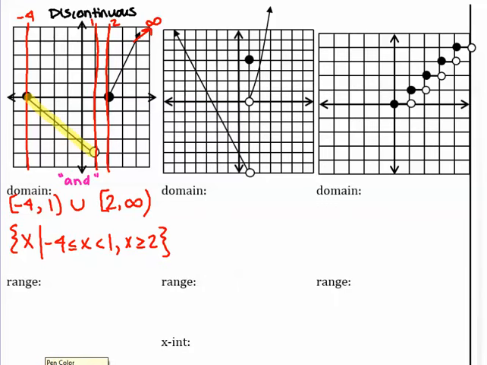Now for the range, we want to look at the lowest point, which is -4. So then here's where it gets tricky. The first piece ends here at 0, but the second piece also starts at 0, and they're both closed circles, which means there is not a gap in the range. Where one section ends, the other section starts. And then this part continues up to infinity. So my range is just going to be -4 to infinity.